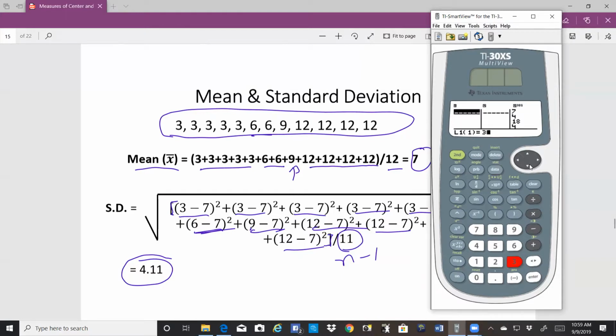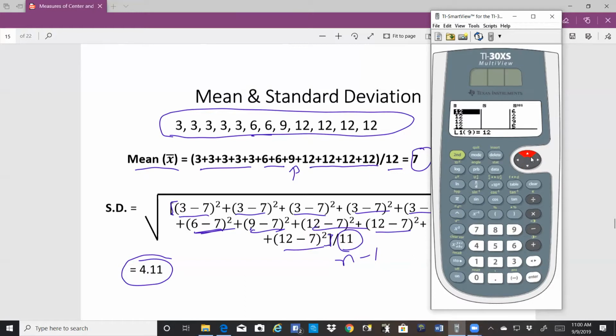I'm going to put 3, down arrow 3, down arrow 3, down arrow 3, down arrow 3. Now I've got 6, 6, 9, and now we got to put 12 in 4 times, 12, 12, 12, 12, and that should give us 12 entries. So now we've got the data in the calculator.